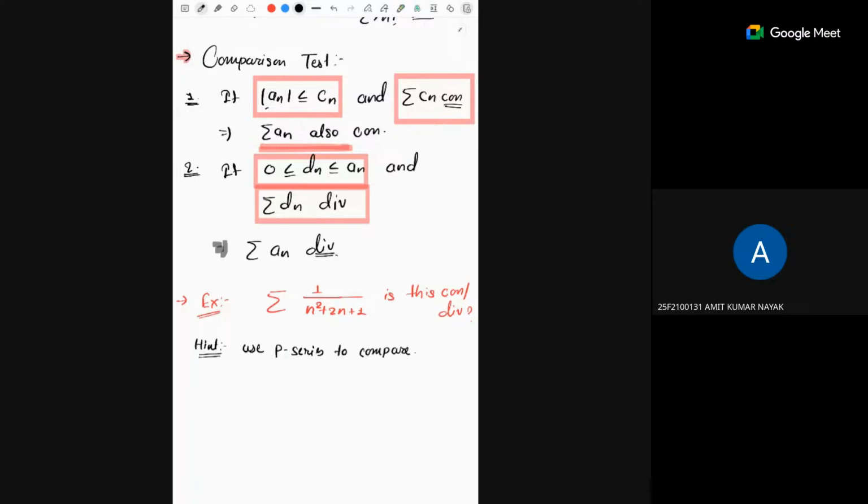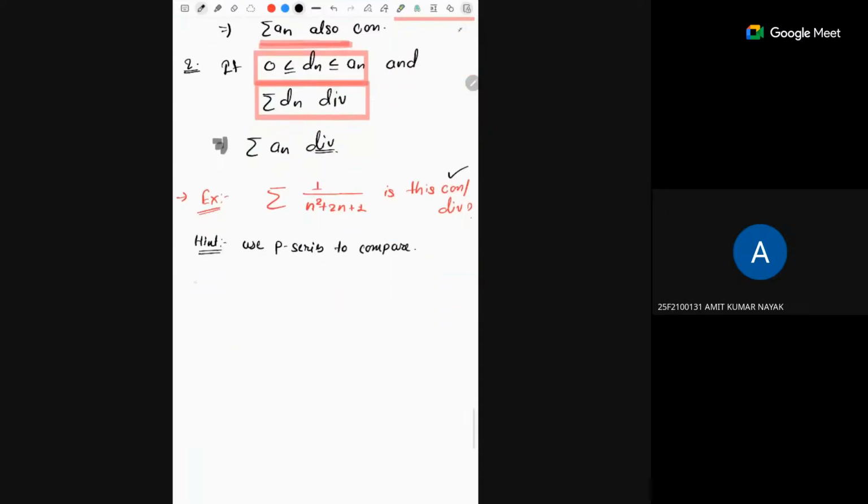Yeah, that's also true that it is 1 upon n plus 1 whole square, but that does not affect that much. Okay, so actually this series converges. So here what is happening?